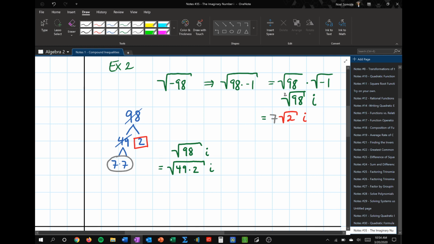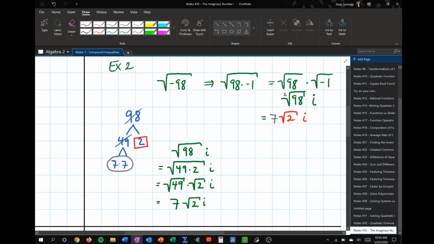Because 49 times 2 is a product of two numbers, you can split it as the square root of 49 times the square root of 2, and then the i stays on the outside. Well, now the square root of 49, isn't that 7? So then this becomes 7. The square root of 2 cannot be simplified, so you get the square root of 2, and then you still drop the i.